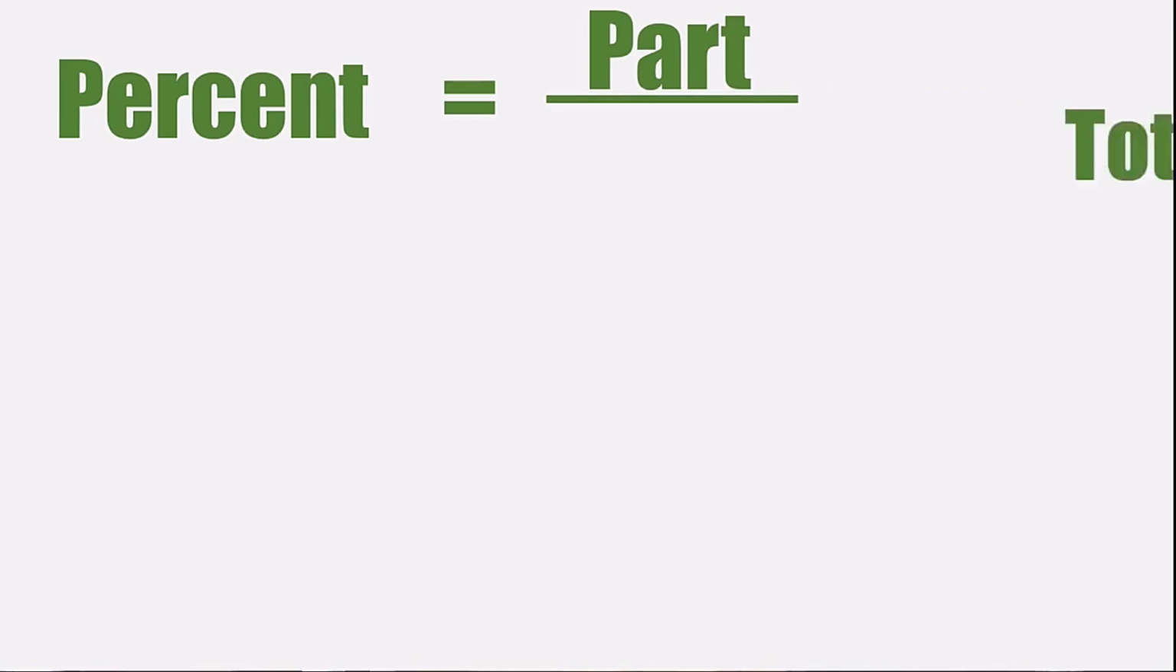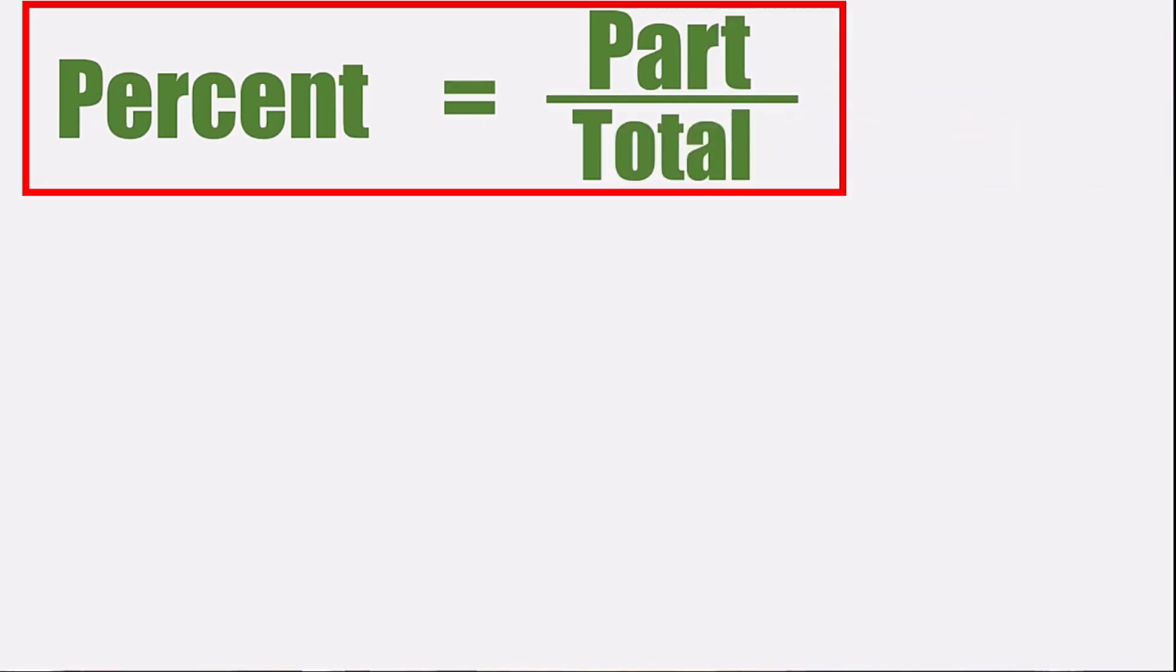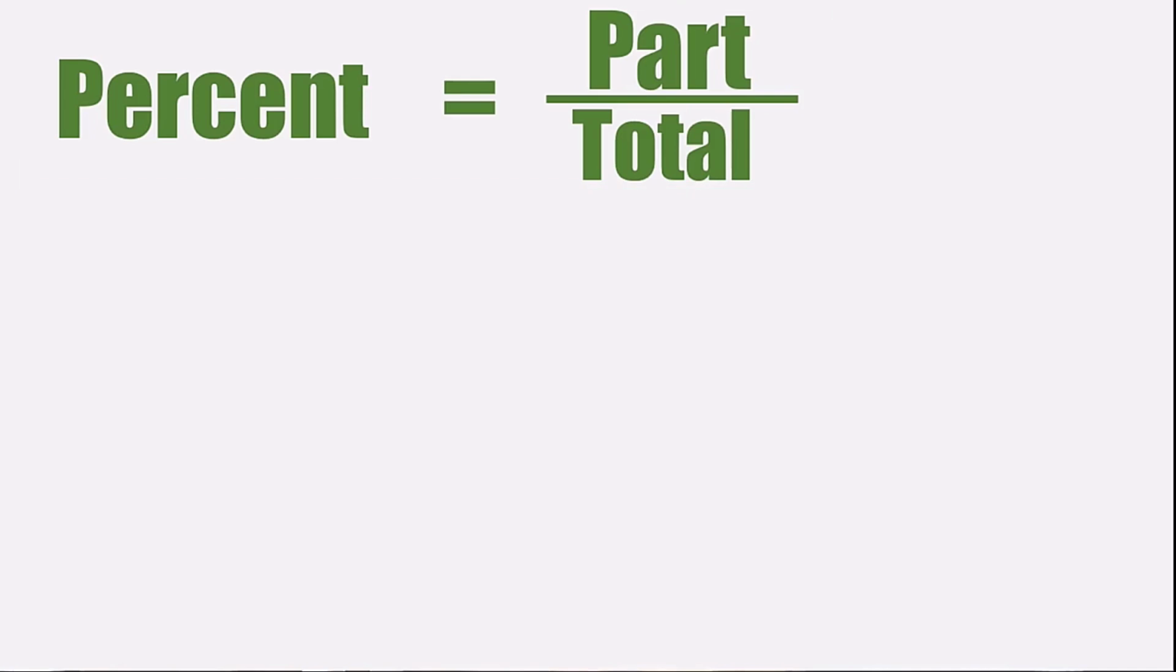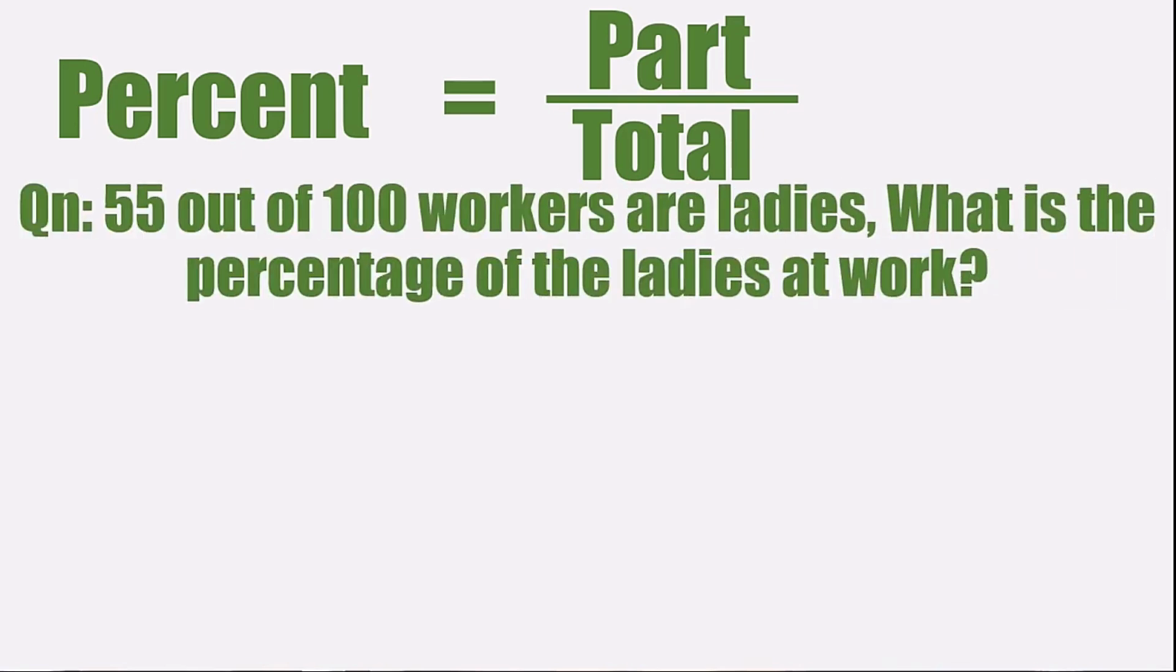Now let's move on. Percentage or percent is calculated using the formula part divided by the total. This is the universal formula that is used to calculate percentage. In order for us to understand this formula very well, and also to understand percentage, let's do an example. If we have a question like this: 55 out of 100 workers are ladies. What is the percentage of the ladies at work? The 100 workers is the total number of workers, and that is going to be our total. The 55 is just part of the 100, and that is going to be our part.